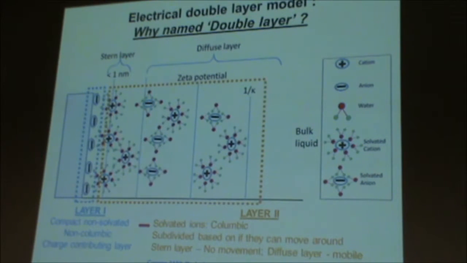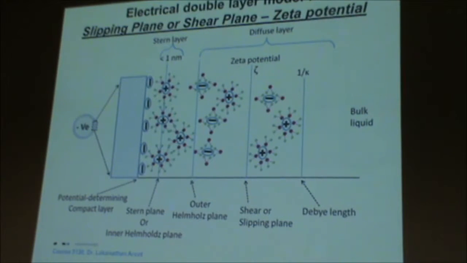Below that line, these ions will not be able to diffuse around freely. They are stuck. But these ions are able to move around. That's why this layer is called the diffuse layer, because the ions are able to diffuse around. Here the ions are stuck, and that's why it's called the Stern layer. Now the same diagram, but with the potential determining layer, which is the compact layer.